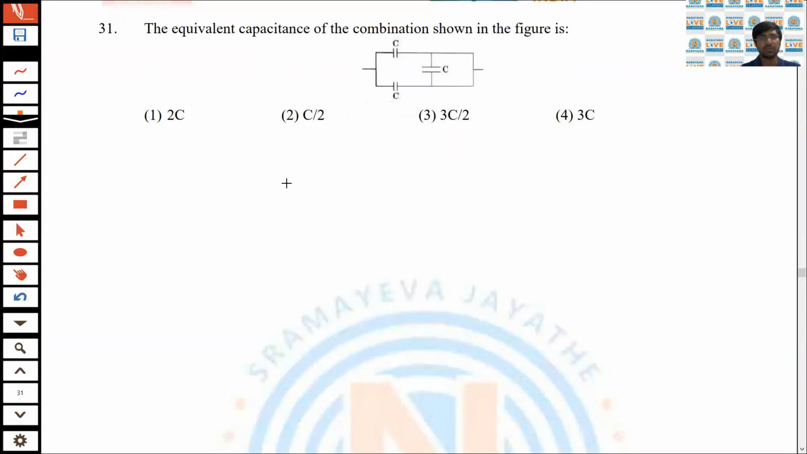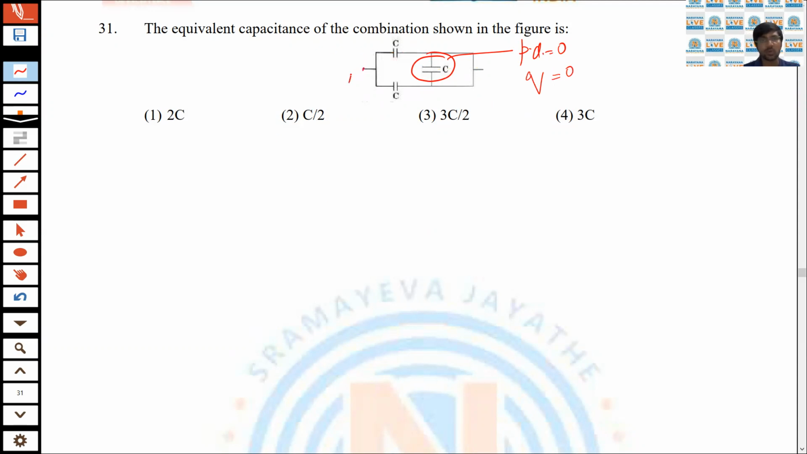So let's start with the 31st question. Now, if you see this capacitor, it is connected at the ends with an ideal wire, which basically means that the potential difference across this capacitor becomes zero. So this capacitor does not carry any charge, which means that this capacitor is of no use.